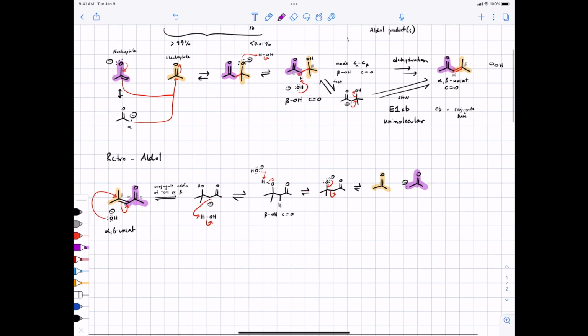All right, questions about that? Yeah. We could do this with an aldehyde too. Oh yeah, you can do this with an aldehyde too. We just chose the ketone as an example.